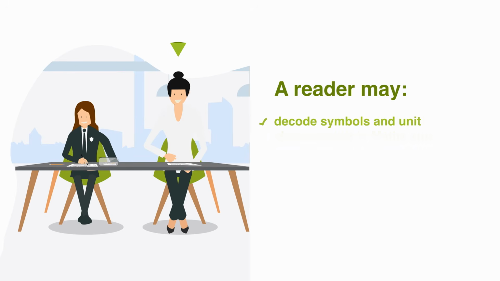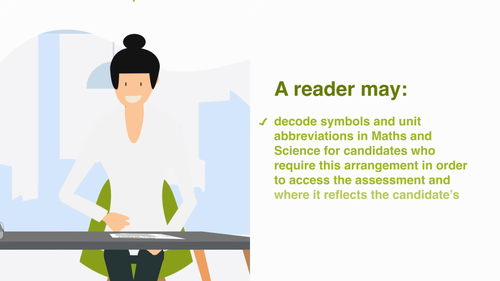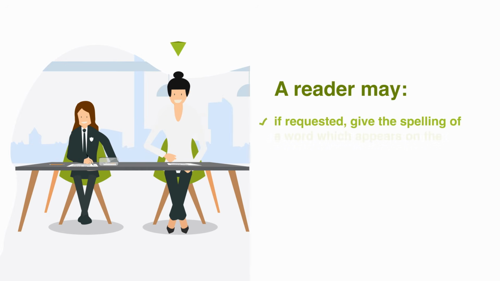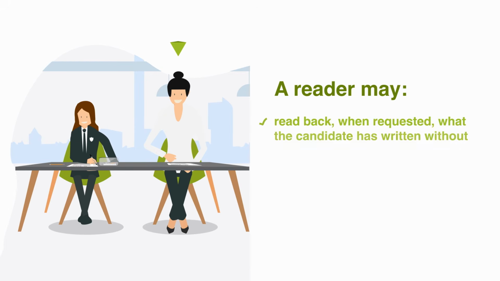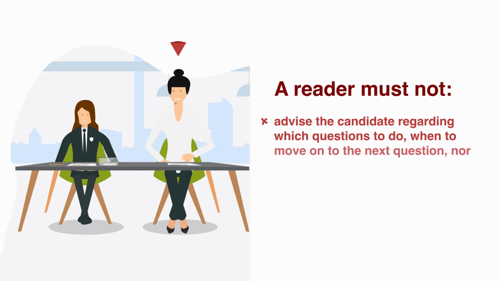Decode symbols and unit abbreviations in maths and science examinations for candidates who require this arrangement in order to access the assessment and where it reflects the candidate's current and normal way of working within the centre. This is not permitted in a music examination. If requested, give the spelling of a word which appears on the paper, but otherwise spellings must not be given. Read back, when requested, what the candidate has written without any emphasis on any errors. A reader must not advise the candidate regarding which questions to do, when to move on to the next question, nor the order in which questions should be answered.